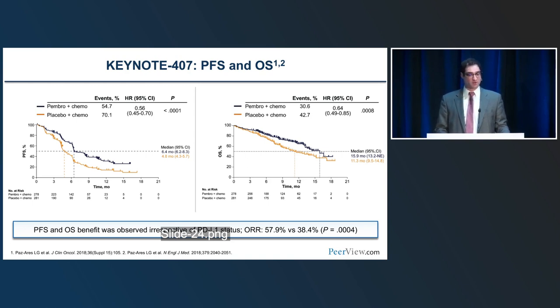This was the KEYNOTE-407 study, which is the squamous histology doppelganger of KEYNOTE-189 that used a different chemotherapy backbone pertaining to squamous lung cancer, either with or without pembrolizumab. And you could see here, once again, a dramatic improvement in overall survival and progression-free survival that was observed irrespective, once again, of PD-L1 status, higher response rates, improved progression-free survival, improved overall survival.